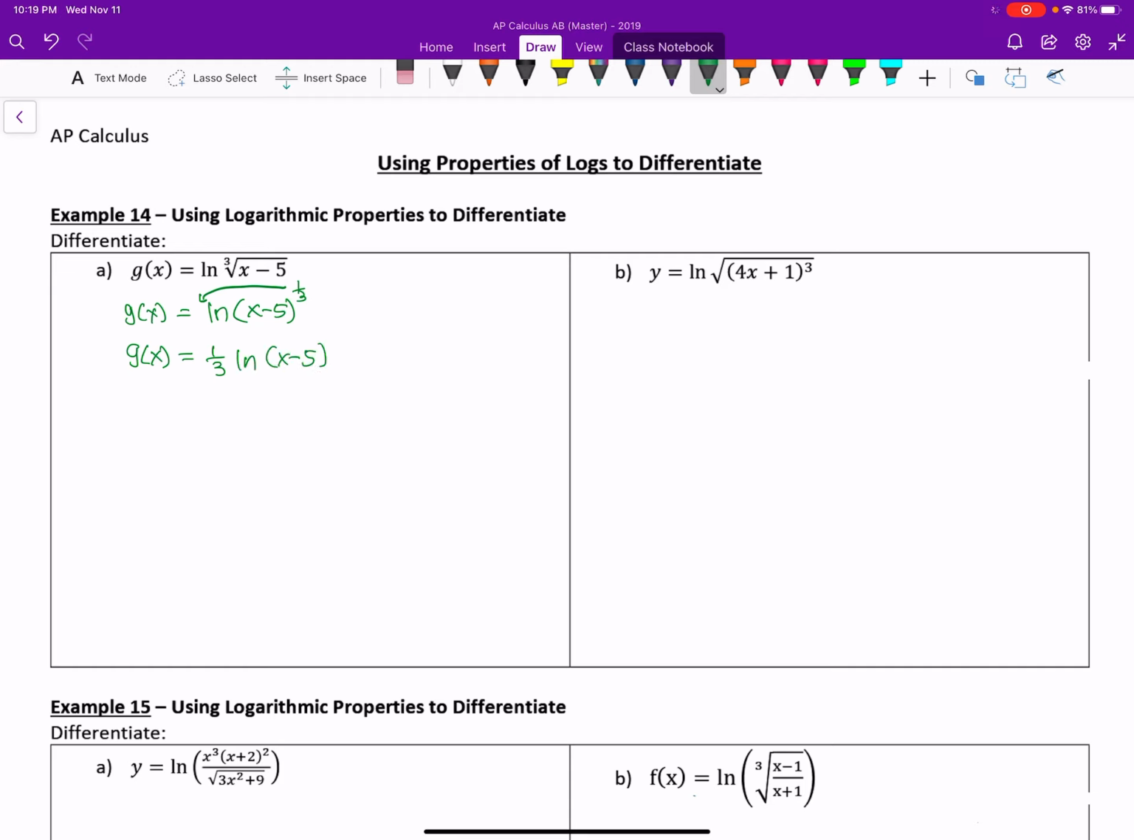And now taking the derivative becomes much simpler than having to use the chain rule. With the chain rule, I would have to do 1 over x and then go from there and take the derivative of the cube root of x minus 5, which I had to employ because of the chain rule. In this case, I'm going to get 1 over 3 times 1 over x minus 5, and then the derivative of x minus 5 is just 1. So this is just going to be 1 over 3 times x minus 5. And you're done. Try the same for b.